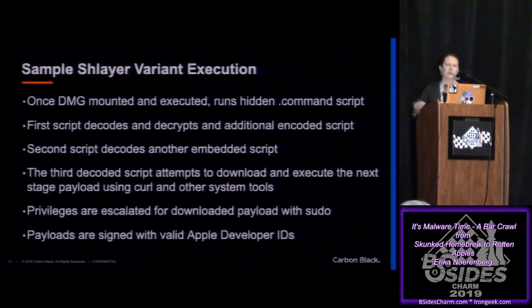After that, it's pretty much the same functionality. Basically, you have a first script that decodes and decrypts another script. That script decodes another embedded script. And the third script is the one that actually does the download of the final stage payload. So it'll download the zip, extract the zip, and open up the final installer.